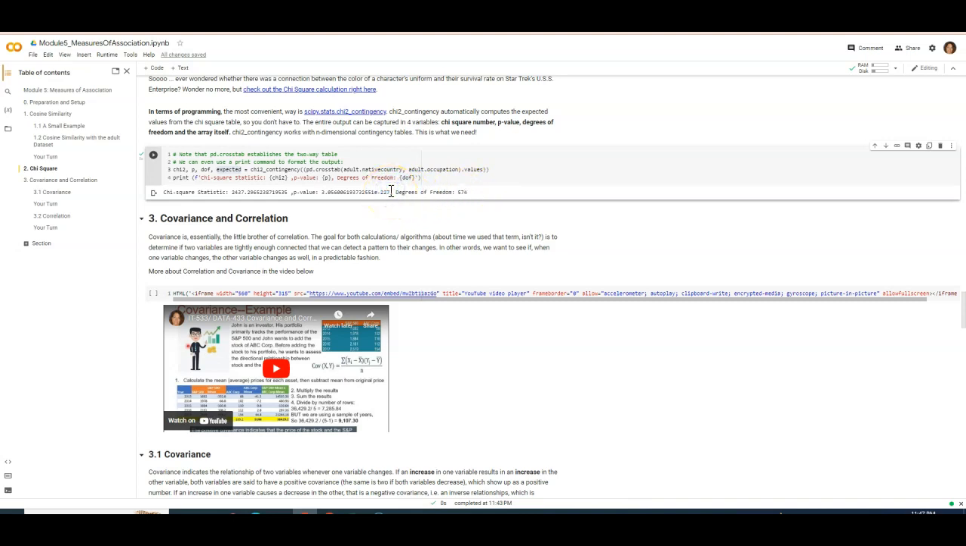But what this p-value tells me here with this very, very small number is that the attributes of native country and occupation are in fact not independent. Remember, the null hypothesis of chi-square is independence, right? So this p-value shows me that native country and occupation are not independent. In fact, it is more likely that native country and occupation are dependent, specifically that occupation may be dependent on native country.